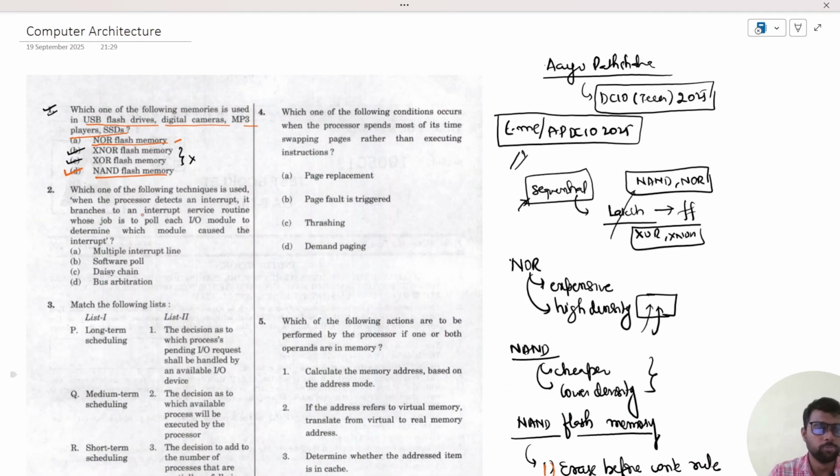So coming to question number two: which one of the following techniques is used when the processor detects an interrupt? It branches to an interrupt service routine whose job is to poll each I/O module to determine which module caused the interrupt. Here we have four options: multiple interrupt lines, software polling, daisy chaining, and bus arbitration. See, what is daisy chaining and what is bus arbitration?